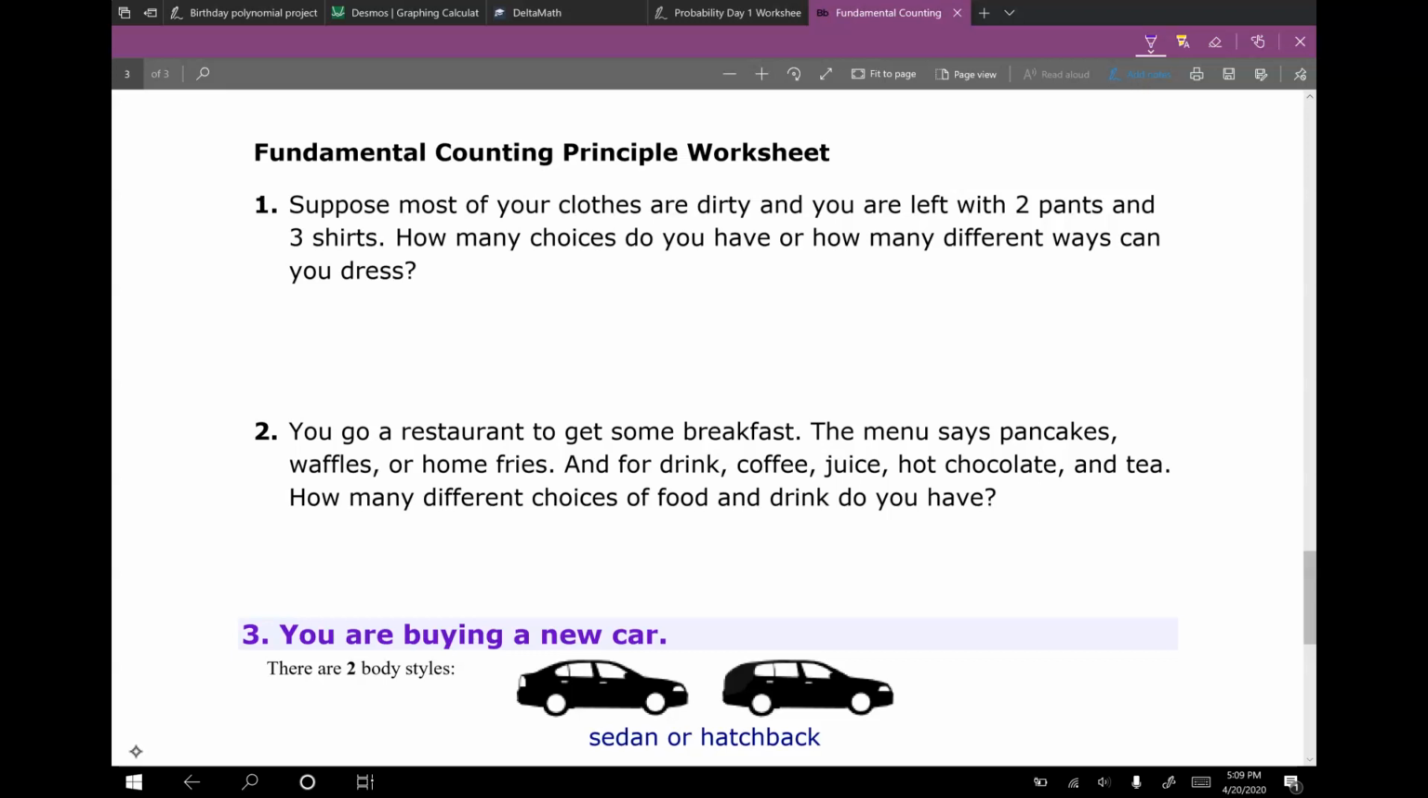Okay? So, it says, suppose most of your clothes are dirty and you're left with 2 pairs of pants and 3 shirts. See how it's talking about 2 different groups? That's how you know it's a fundamental counting principle. So you have 2 elements of pants and 3 elements of shirt. So you would have 6 different ways you could dress that day.